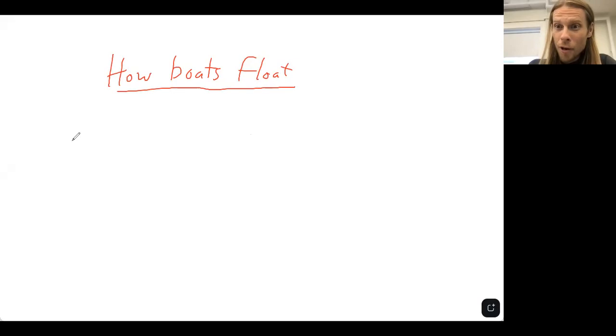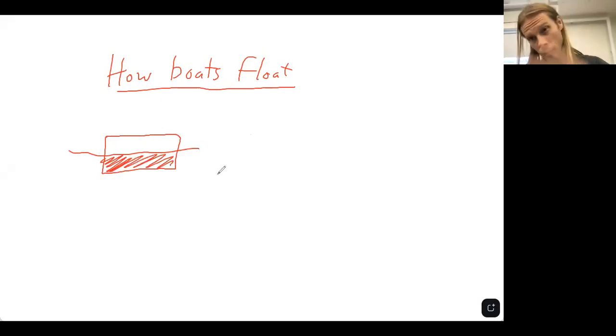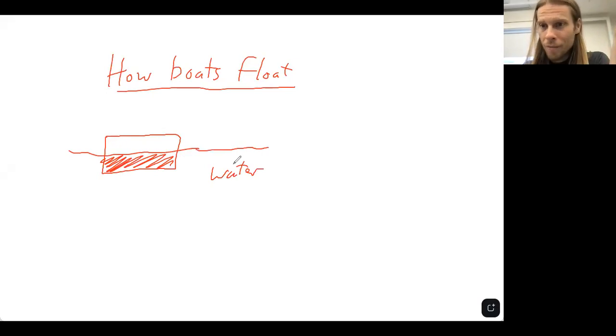I call floating when something is on the surface of a fluid. That fluid could be air. Something could float to the top of the atmosphere. That fluid could be water or some other substance. Let's say it's water, something floating like a typical boat.